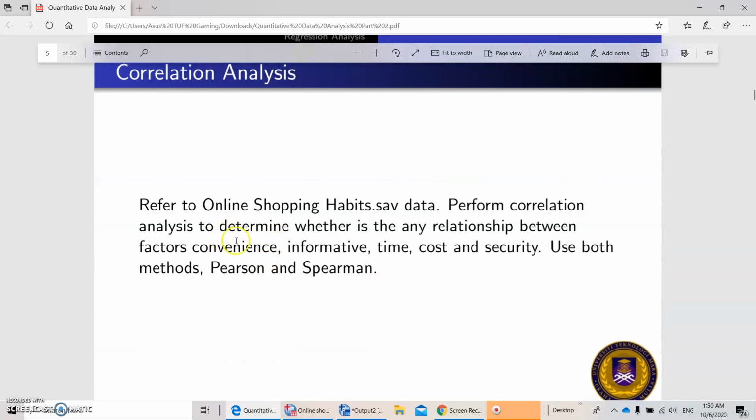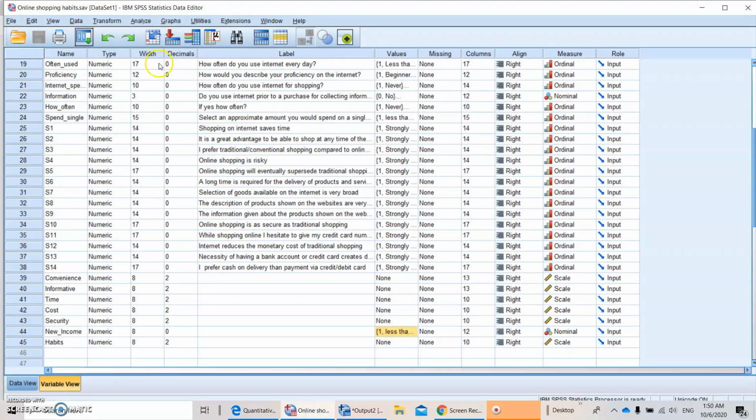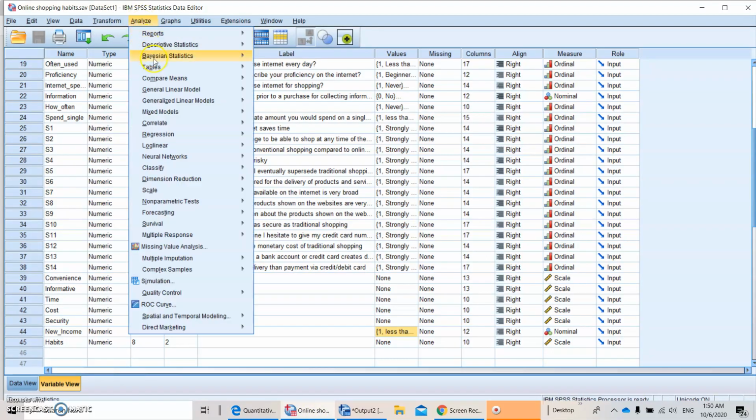So for demonstration, let's say we refer to the online shopping habits data. Perform correlation analysis to determine whether there is any relationship between the factors convenience, informative, time, cost, and security. Use both methods, Pearson and Spearman, and let's see what the difference is. Go to the online shopping data, go to Analyze, then choose Correlate, and then choose Bivariate.